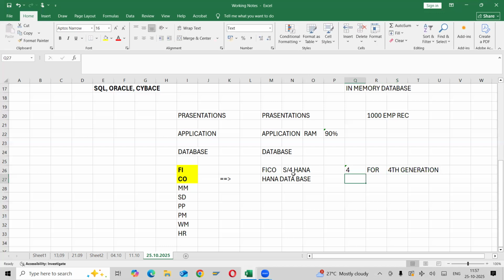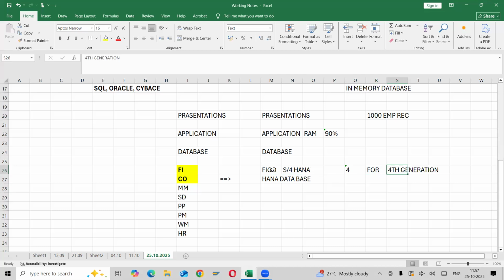So what do you mean by suite? Suite is nothing but a complete end-to-end solution. S stands for suite, and 4 stands for fourth generation, the HANA database. So S4 HANA, right? In the year 2015, the first module was tested and worked in S4 HANA. What is S? S stands for suite. 4 stands for fourth generation, right?